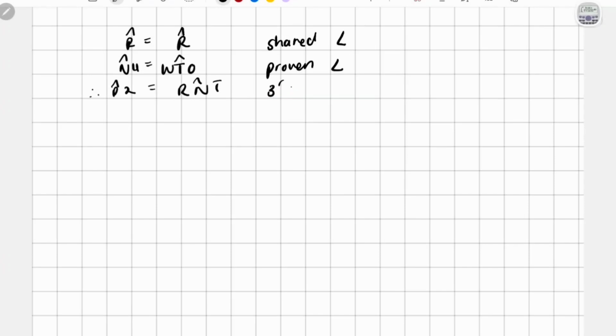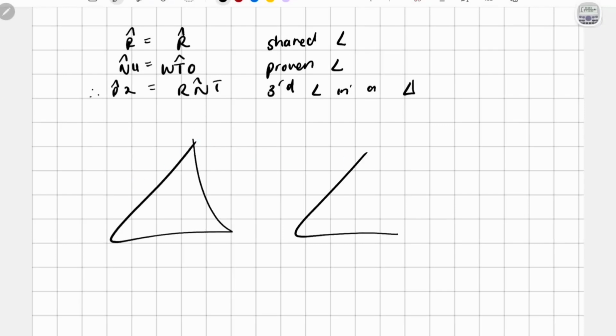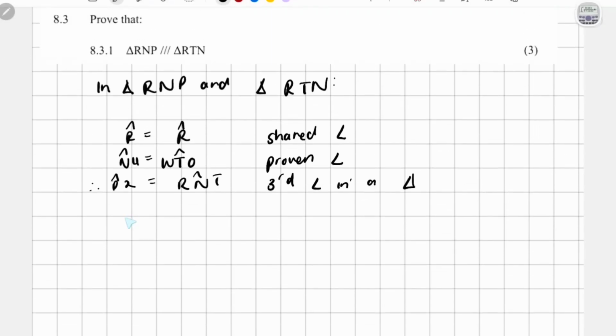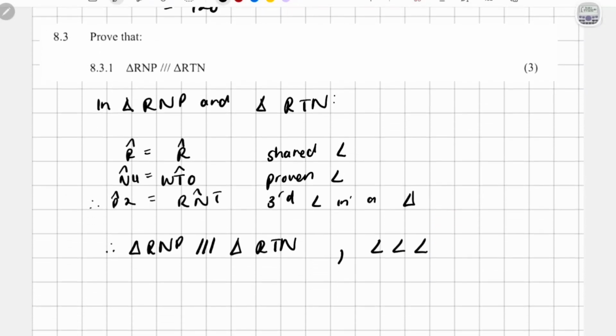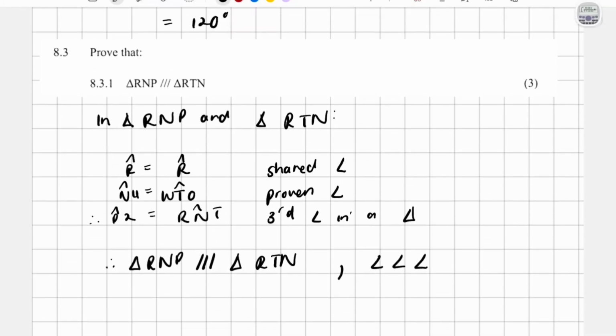And that is because that is the third angle in a triangle. If you like, you can say the sum of angles in a triangle. See, the thing is just that if you have two triangles and two angles in the triangles are equal, by default, this one is also supposed to be equal to that one. Okay, so now we have three angles being equal. Therefore, it means that triangle RNP is similar to triangle RTN, and this is because of angle, angle, angle. Okay, so that was quite a simple question. It wasn't that complicated. Moving on to the next question.